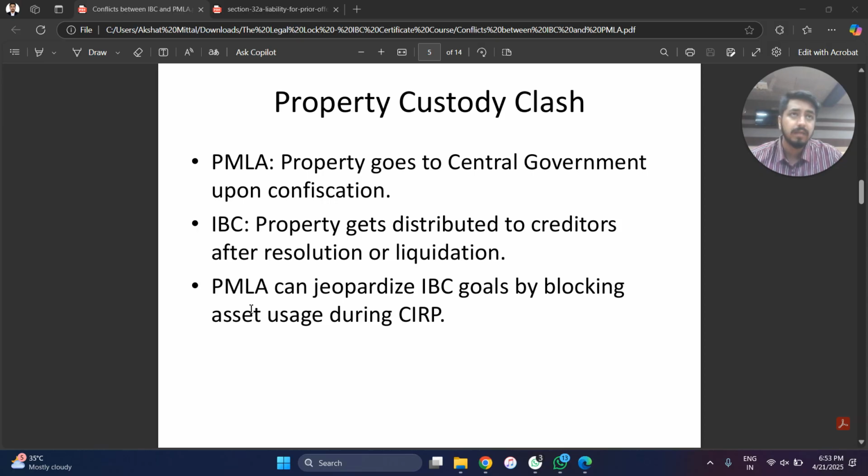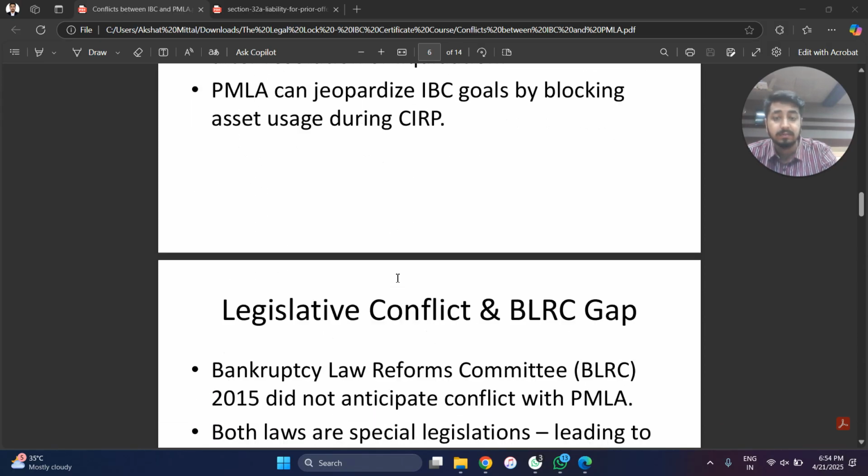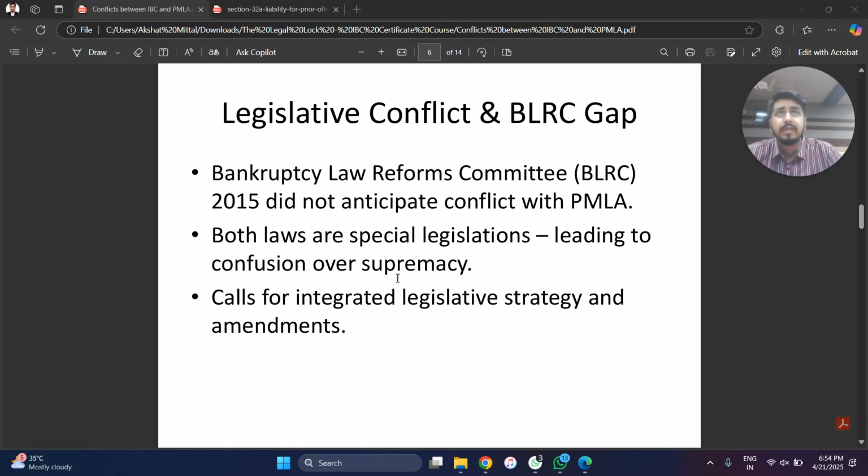As far as the goal of the PMLA is concerned, the PMLA and the Enforcement Directorate are more focused on punishing the accused and getting hold of the property, which is later confiscated and vested in the central government. Whereas in the IBC, the financial creditors play the main role because they get a seat in the COC, and the committee of creditors takes the decision for the resolution or liquidation of the particular company or assets. So banks are somewhat better placed in the Insolvency and Bankruptcy Code as compared to the PMLA. Still, the property custody clash is going on. Now if we take a step back and go to the BLRC report.